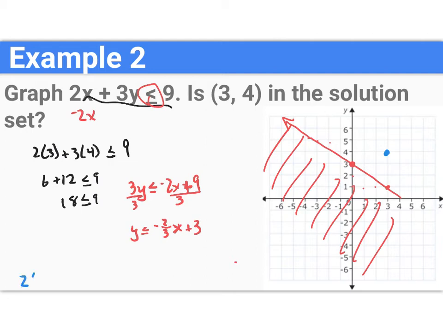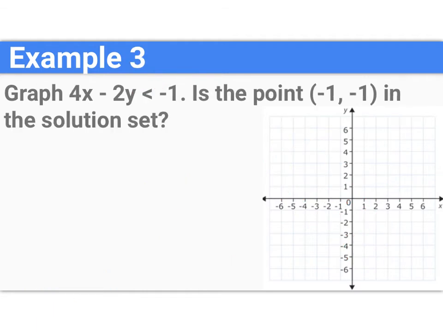So 2 times 3 plus 3 times 1 is less than or equal to 9. 6 plus 3 is less than or equal to 9. And that's why it's in the solution set. Okay, so that was example 2. Let's look at example 3.